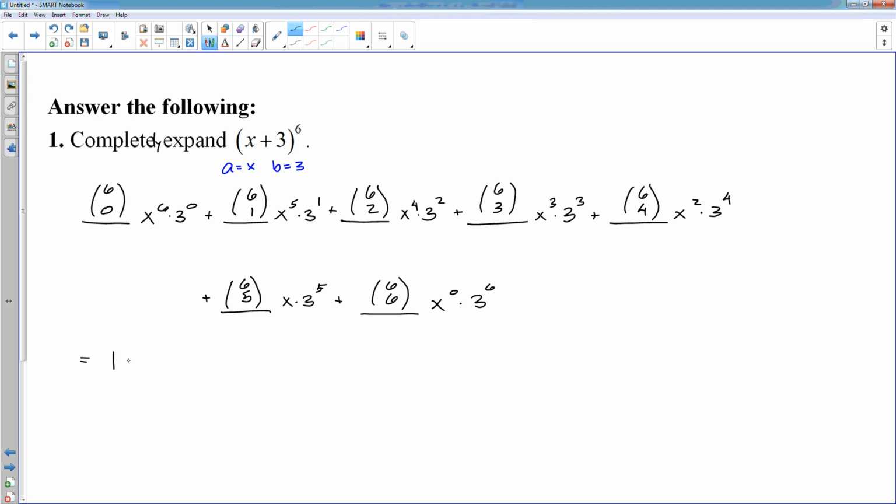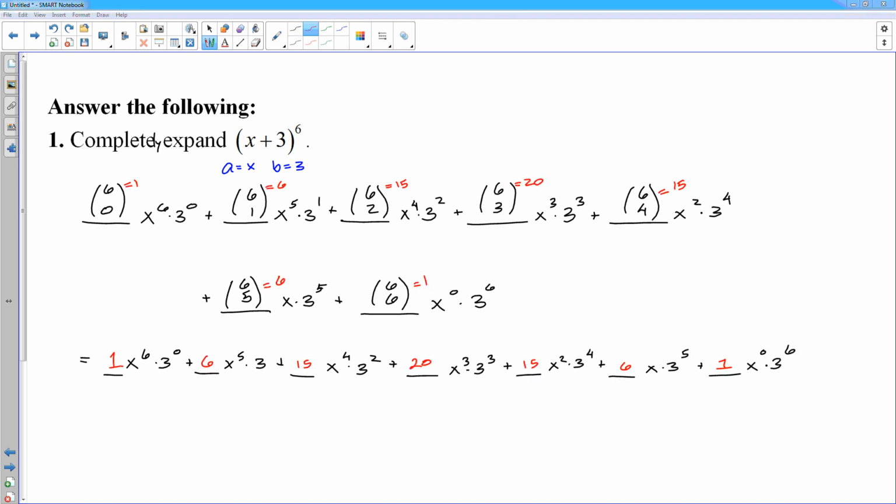and we will end up with 6 choose 0, which is 1, times x to the 6, 3 to the 0, plus 6 choose 1, which is 6, x to the 5th, times 3 to the 1st, plus, see, I'll underline my terms. 6 choose 2 is going to be 15, x to the 4th, 3 squared, plus, and we'll continue computing each one of these, 6 choose 0, 1, 2, 3, so on and so forth until we finish. So I'm going to pause it while I do those. There we go. So we compute each one of those, and this is what you end up with for your final answer.